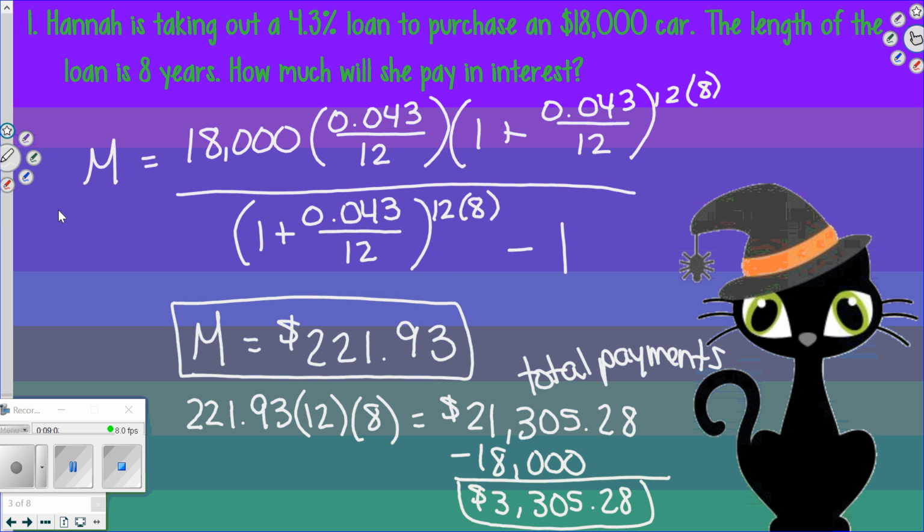Or if you get lucky, the way I buy furniture and my TVs and things like that is I find something that's 0% interest for so long, and then I just pay it off in that amount of time. Then you don't pay interest. Questions here? This is the interest. Yep.